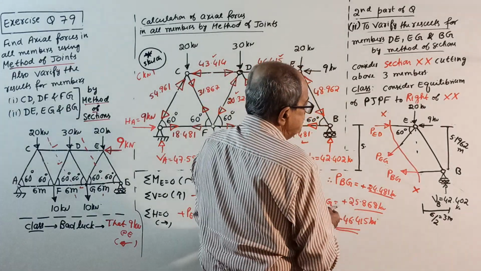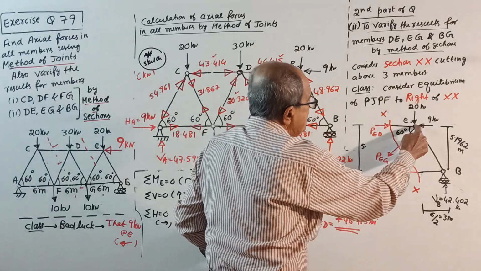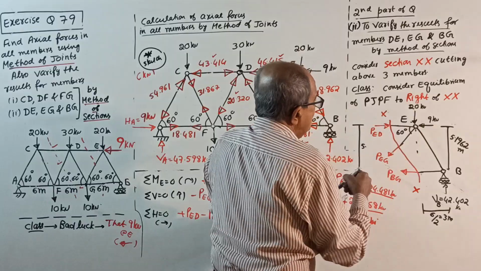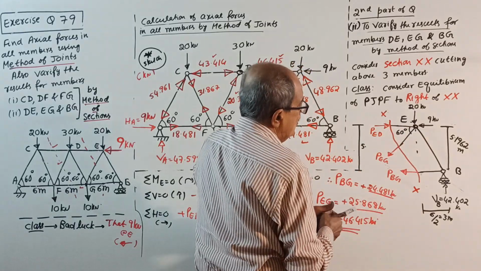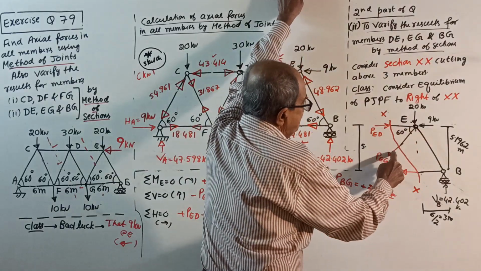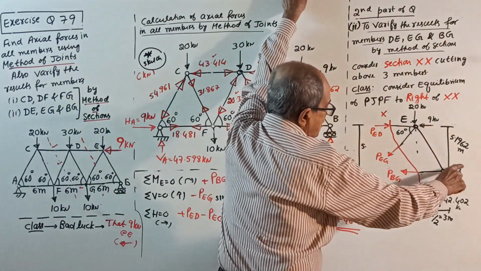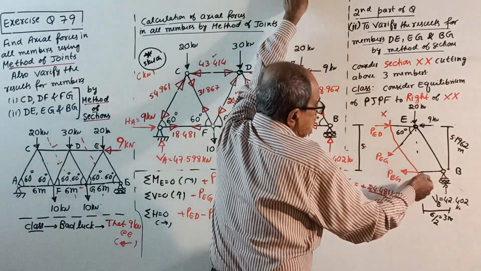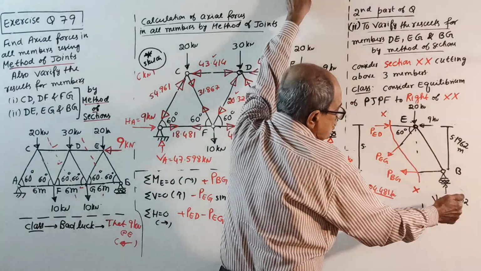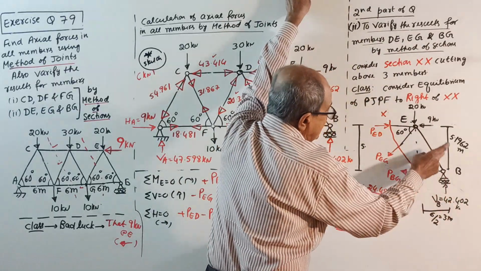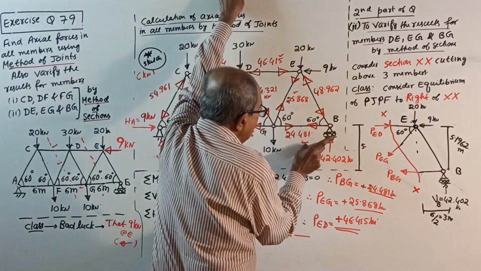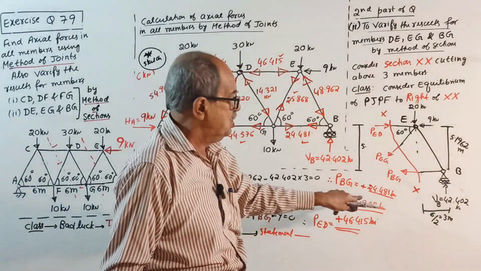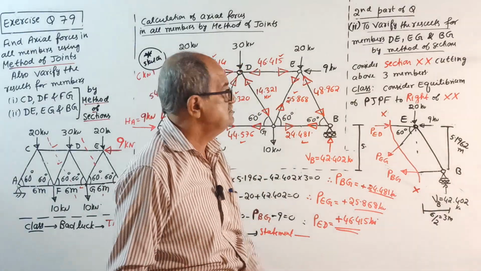Among the three unknowns, two unknowns are meeting at E. So this is the point E. So take moment about E. What do you get? This into 0, this into 0, this into 0, this into 0. So plus PBG into 5.1962 minus 42.402 into 3 meter. See, this is 6 meter, this is 3 meter, equal to 0. PBG will come plus 24.481.